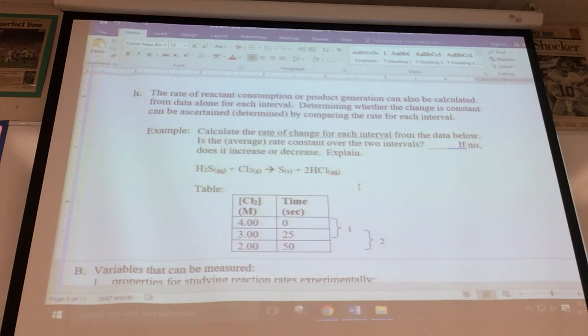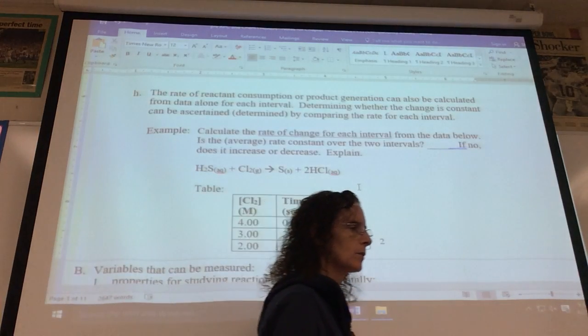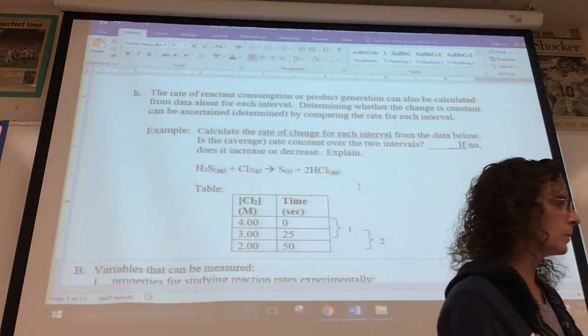We learned how to write rate equations and we learned how to solve them, and that's what you saw in your do now, which was just that problem in your notes. But you also can determine rates from data alone, just a data table, very similar to getting the slope of a line or just looking for the change over time. And that's what we're going to look at here. This will be very straightforward for you.